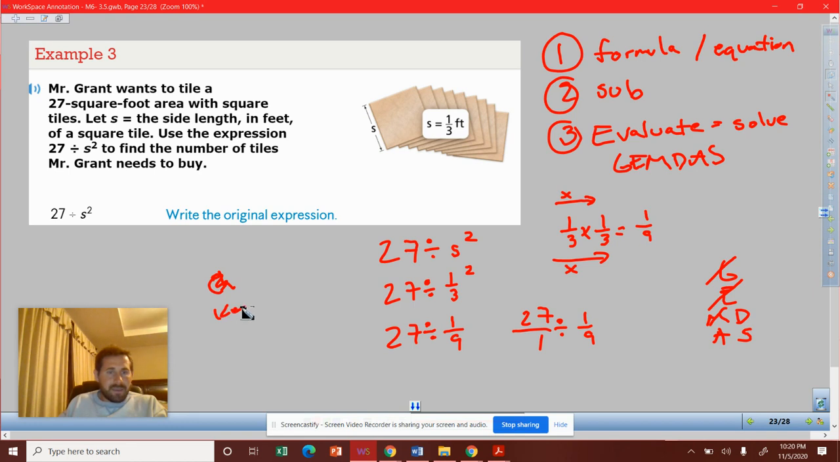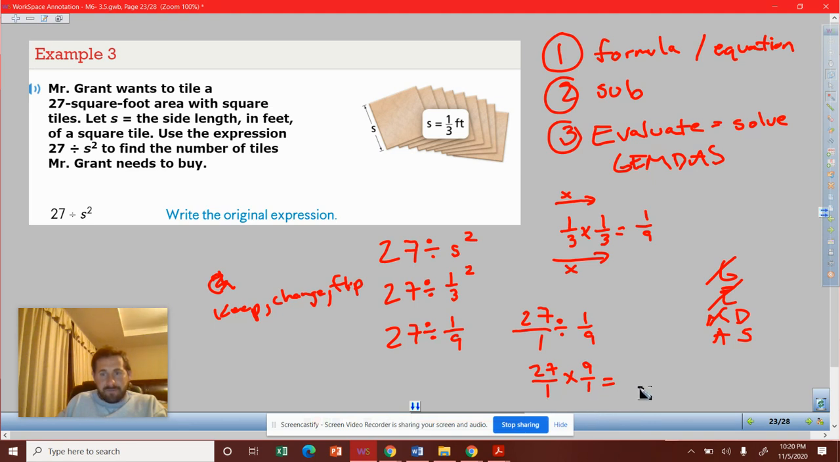keep, change, flip. So I keep the first fraction as 27 over 1. I change the division to multiply, and then I flip 1/9 to 9 over 1. So I multiply this through now.